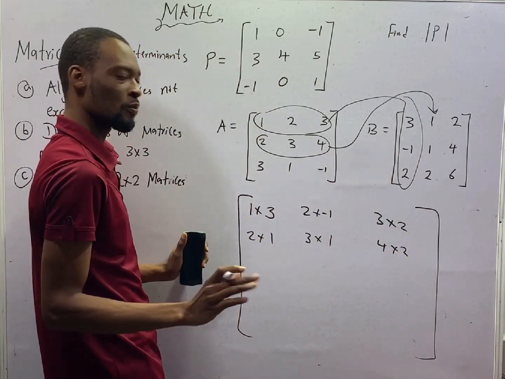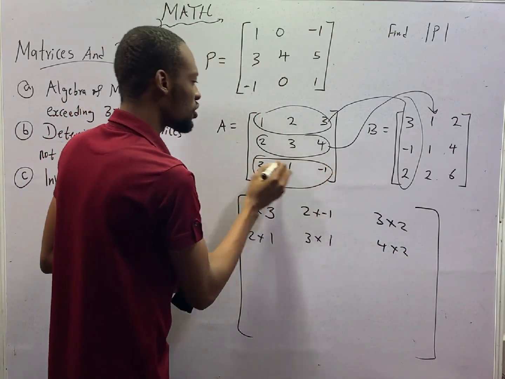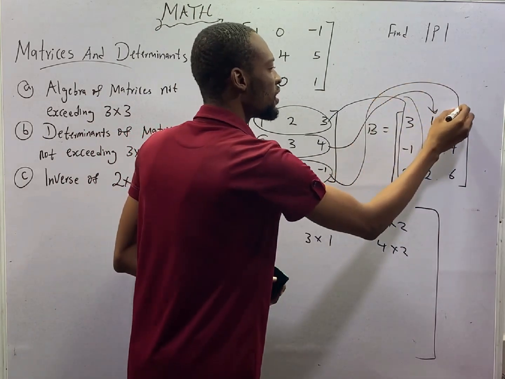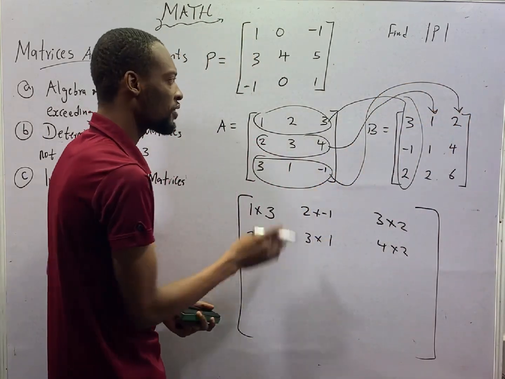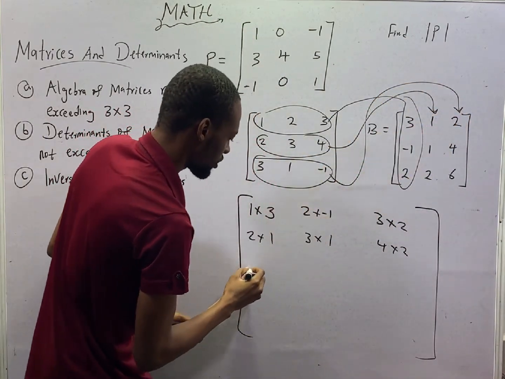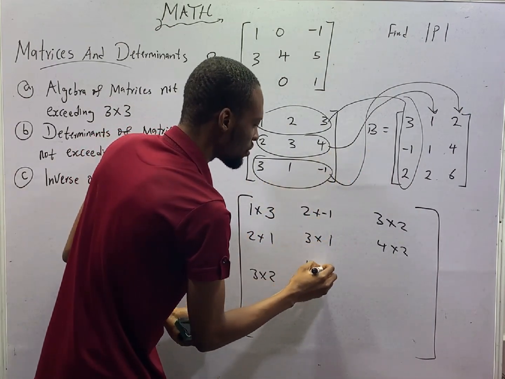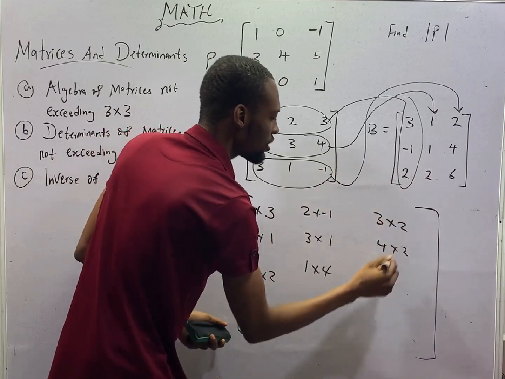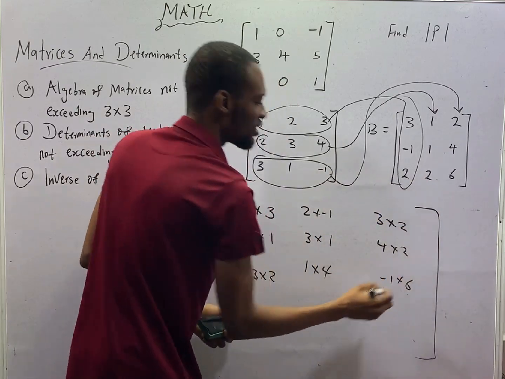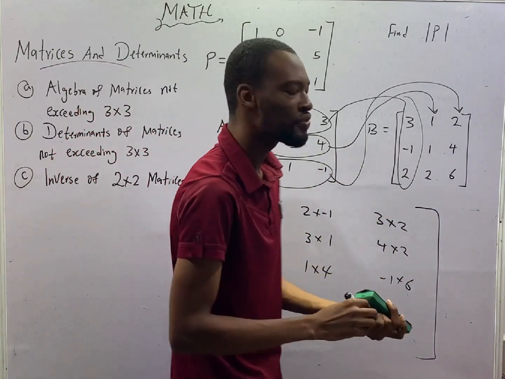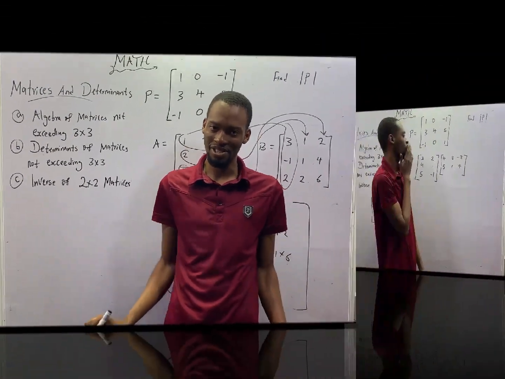You are done. Then you pick here the third one, distribute it over the third here to have 3 times 2, 3 times 2, 1 times 4, 1 times 4, minus 1 times 6, minus 1 times 6. That is it. You've multiplied the matrices.